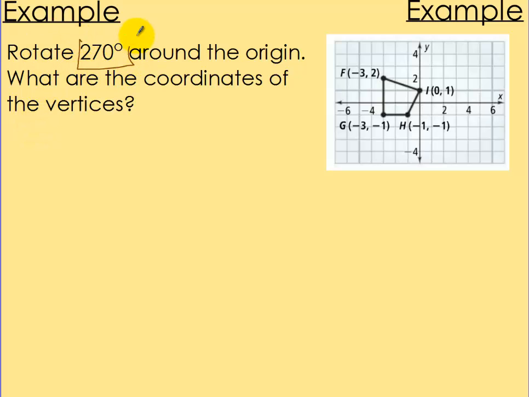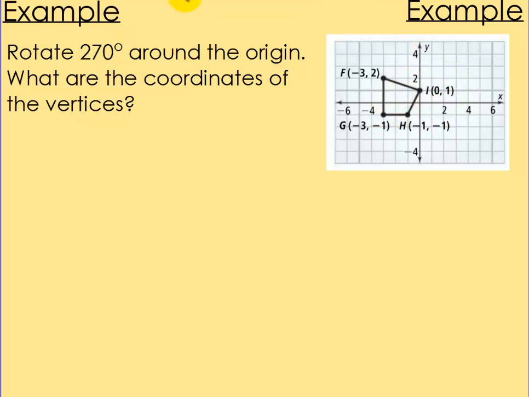Okay, I want to rotate 270 degrees around the origin, the origin 0, 0 right there. What are the coordinates of the vertices? So this whole shape is going to be rotating 270 degrees, and that new shape should be over here somewhere.